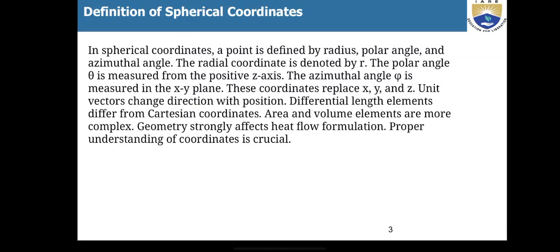Definition of spherical coordinates. In spherical coordinates, a point is defined by radius, polar angle, and azimuthal angle. The radial coordinate is denoted by r. The polar angle theta is measured from the positive z-axis. The azimuthal angle is measured in the x-y plane, from x to y. These coordinates replace the x, y, and z unit vectors.